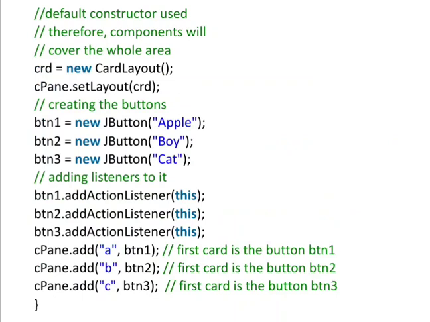Public void actionPerformed(ActionEvent e). Upon clicking the button, the next card of the container is shown. After the last card, again the first card of the container will be shown upon clicking. crd.next(cpane). Main method: public static void main(String[] args), creating the object of the CardLayoutExample class: CardLayoutExample crd1 is equal to new CardLayoutExample(), crd1.setSize(300, 300), crd1.setVisible(true), crd1.setDefaultCloseOperation(EXIT_ON_CLOSE), curly bracket complete.